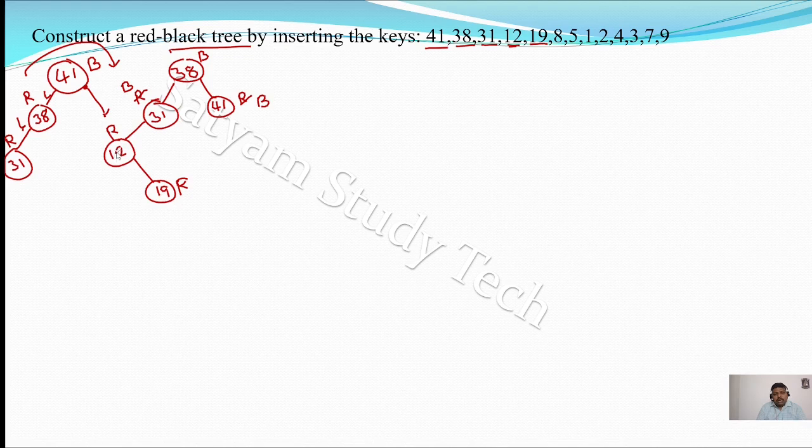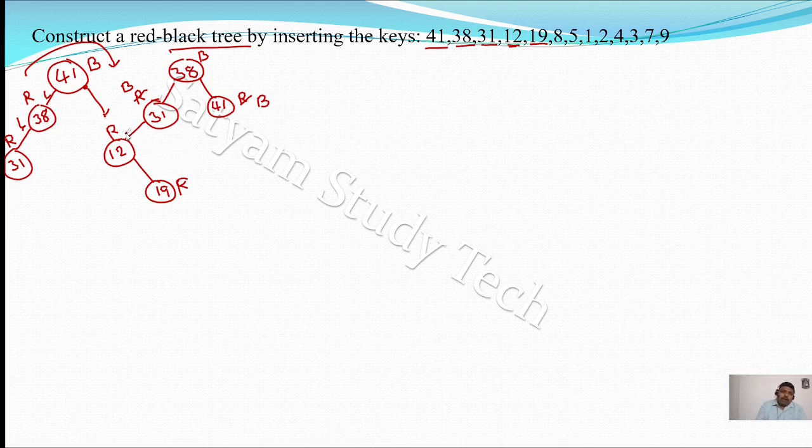Then you have to check the parent's sibling. 19's parent is 12, so check 12's sibling. There is no right child of 31, so there is no sibling for 12. That's why you have to perform the rotation. It's a simple two-operation check: see whether the parent's sibling exists or not. If it exists and is red, we change the parent and sibling colors. Otherwise, we have to perform rotations.